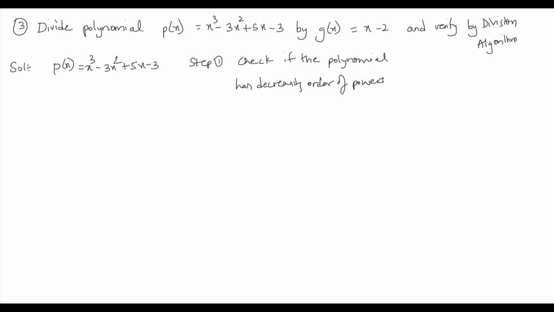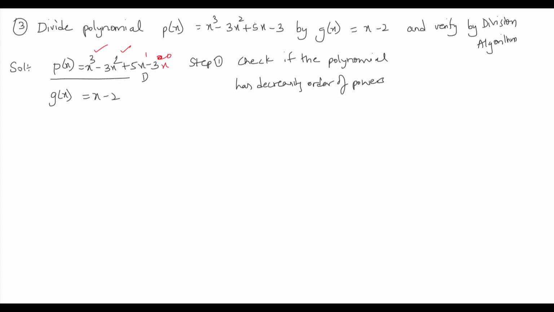Okay, that is 3, 2, 1 and 0, because the constant is x power 0. Therefore, p of x is in order and no terms are missing. Similarly, check for g of x. G of x is x minus 2. This is also in order. So proceed with our next step, that is to do long division.